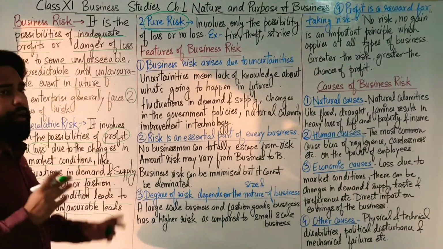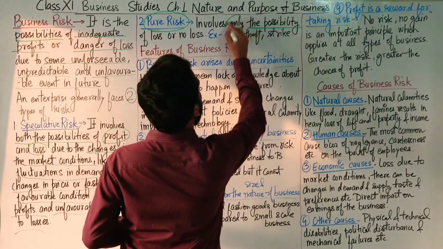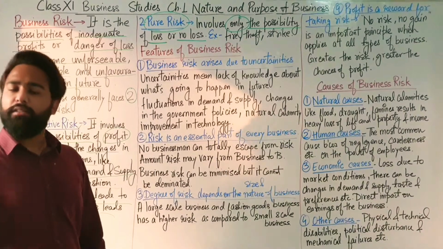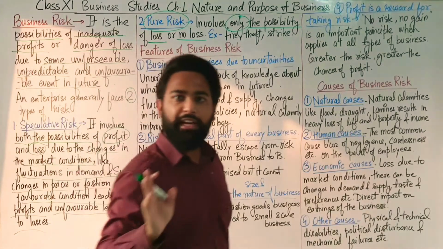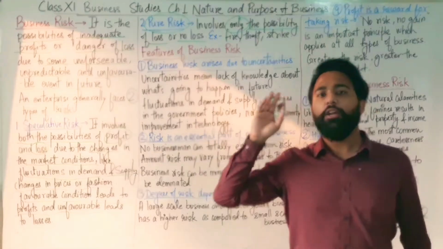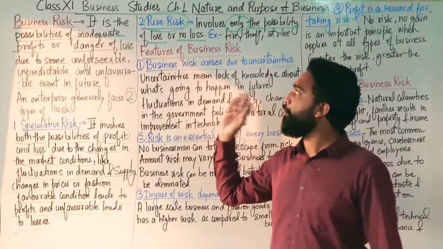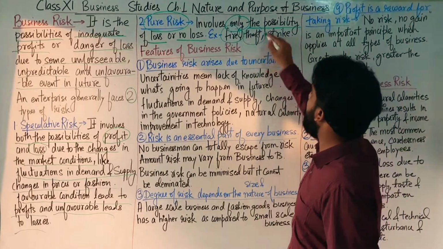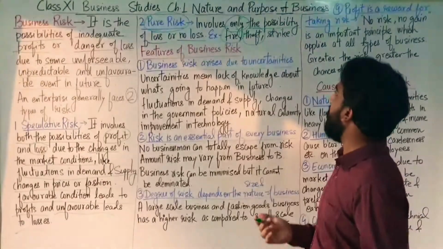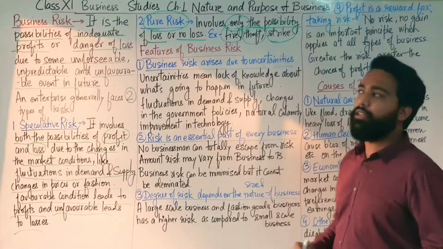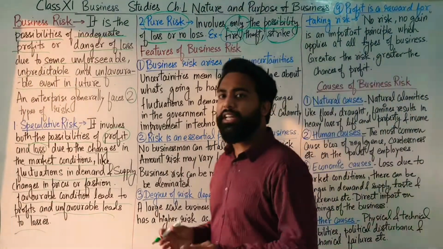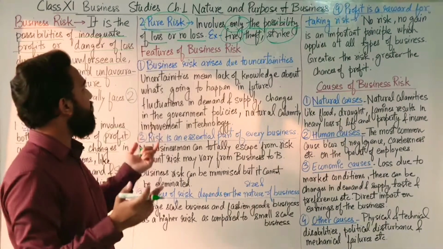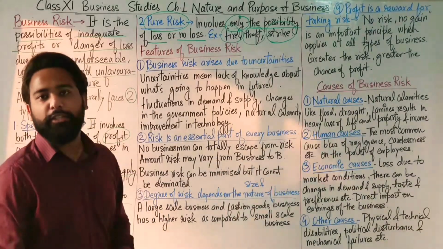Pure risk involves only the possibility of loss or no loss. There is loss and there is no loss. There are only two things: whether there will be some losses or there will be no losses. We are not talking about the profits. For example, fire occurred in the business, theft has taken place, or a strike by the employees. Due to these reasons, the company will suffer losses, and that is a pure risk. Understand? Now, let's move to the next topic.